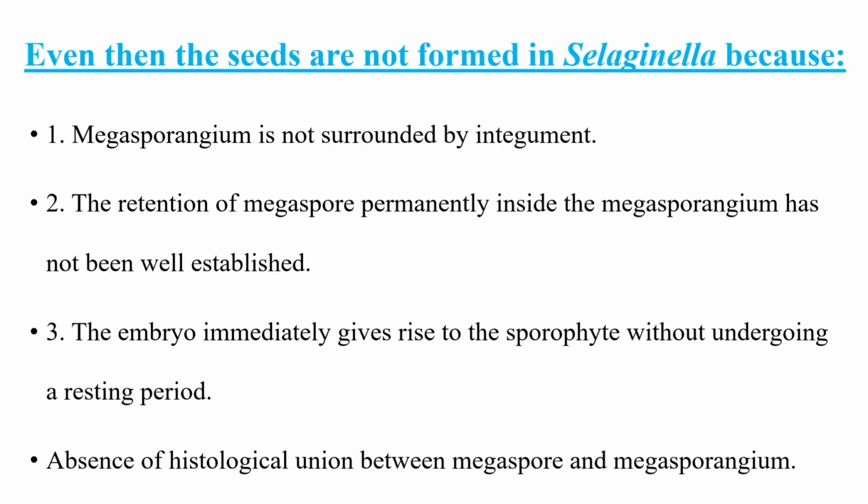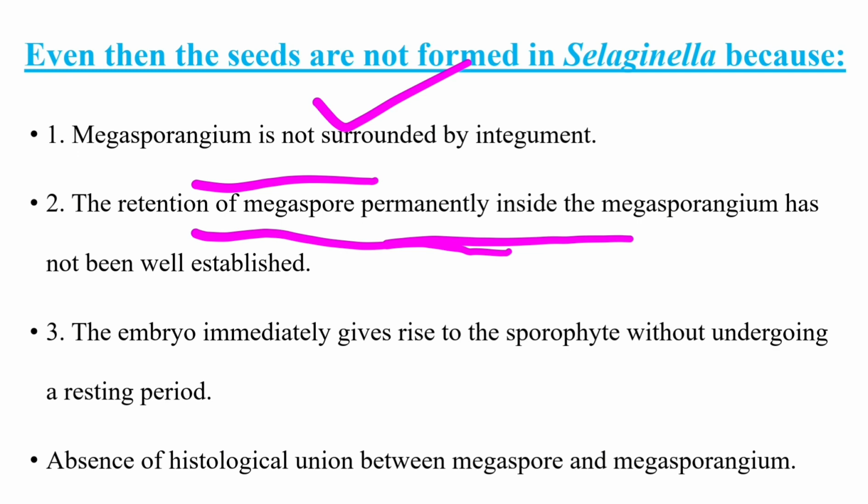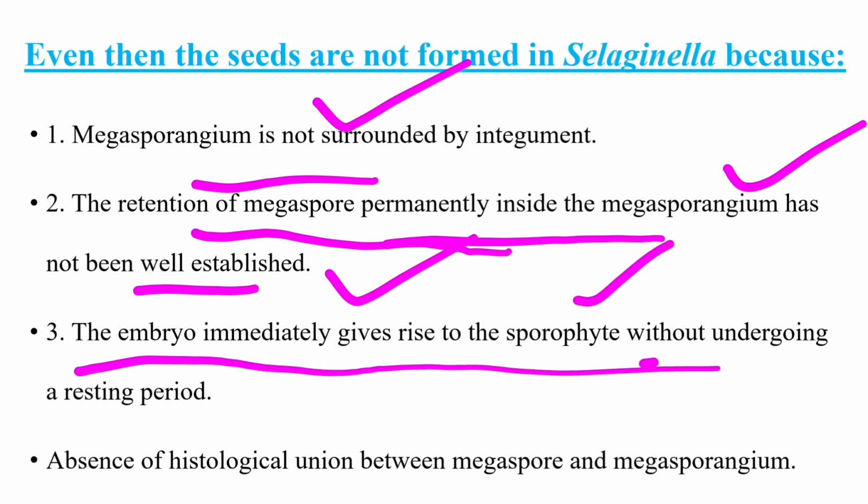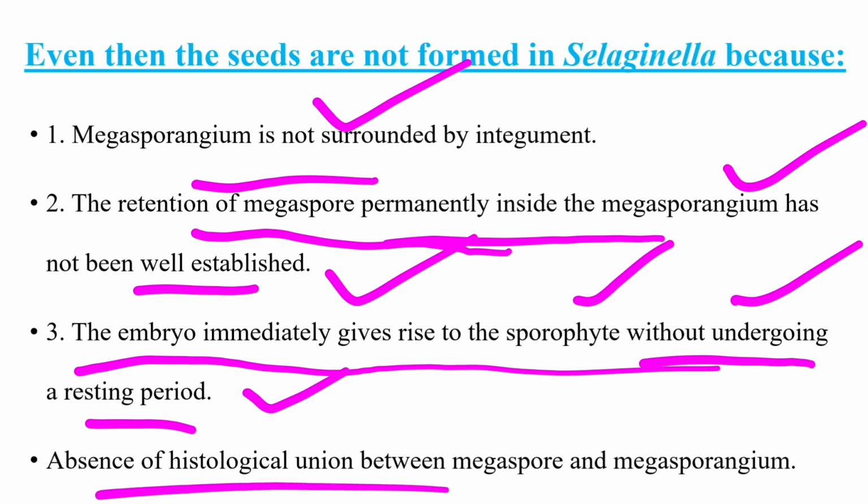Why? Because the megasporangium is not surrounded by integument. They lack a protective layer. Then retention of megaspore permanently inside megasporangium has not been well established. Then the embryo immediately gives rise to sporophyte without undergoing any resting period. Then absence of any histological union between megaspore and megasporangium. So these are some points for which Selaginella failed to develop seed, and it is placed in Pteridophyta.